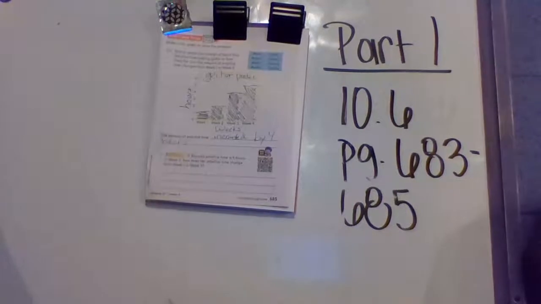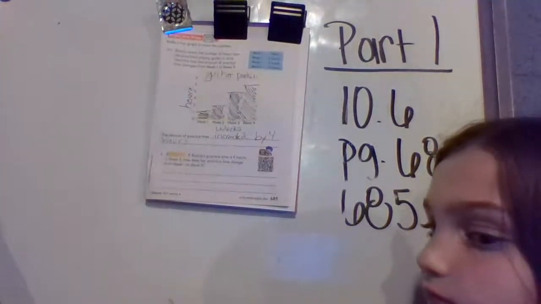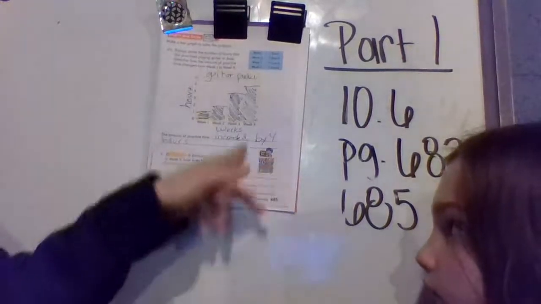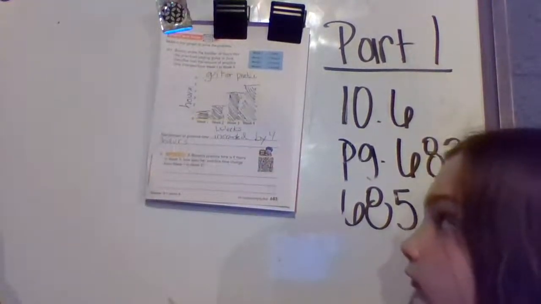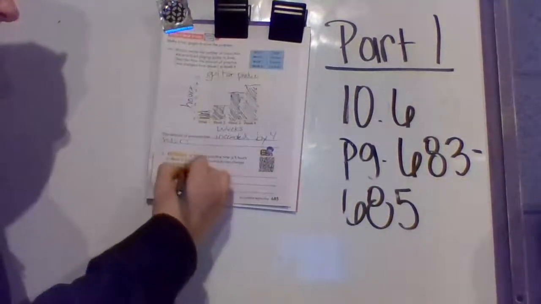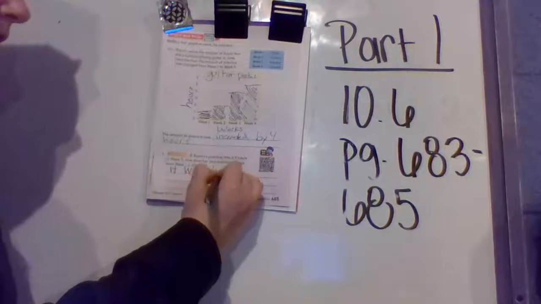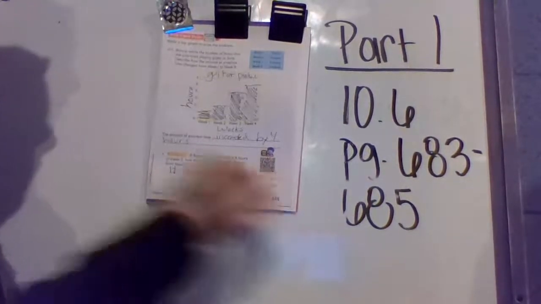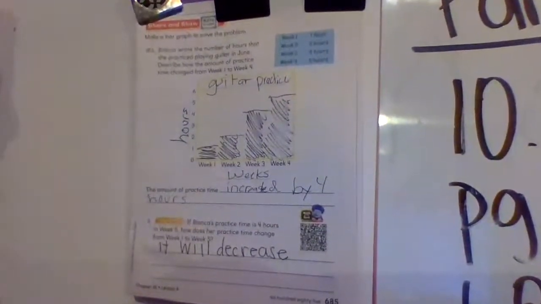Okay, so the answer is if Bianca practices for 4 hours in week 5, the amount of practice time will increase from week 1 to week 4, and it'll decrease from week 4 to week 5. It's a little bit tricky, and I'm not going to write that in, but if you want to learn more about that, you can hit the math on the spot. But all you need to do is, here, give me that pen. You can just write in, it will decrease in hours.